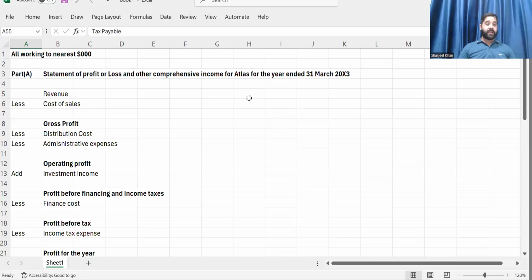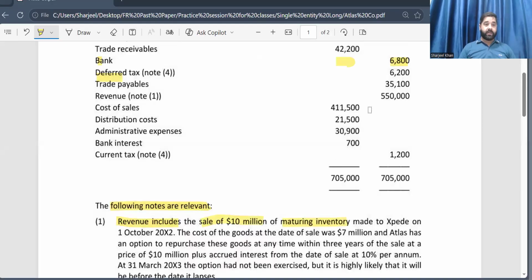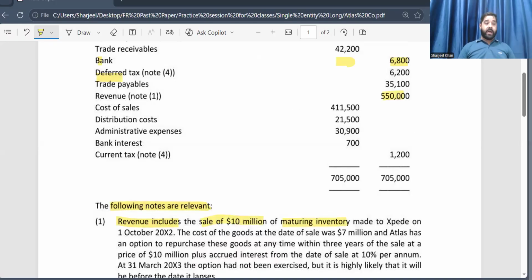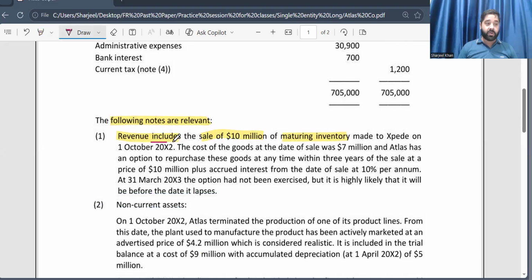Before we start the explanation on maturing inventory, let me make the working for the revenue and the balance as per trial balance. It is 550,000. Now, this 550,000 includes 10 million sales of maturing inventory, because the examiner is saying that the revenue includes, means that 550,000 includes 10 million on the sale of maturing inventory.